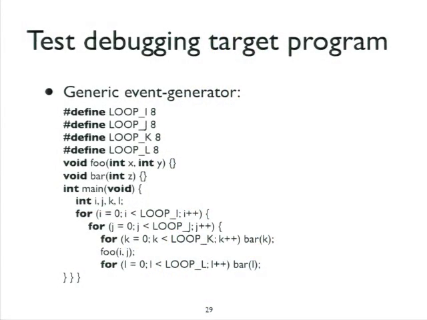OK, so here's the test debugging target program that we're going to use. Inside of this program, it's a couple of nested loops. There's calls to the function foo here and calls to the function bar here. Foo takes 2 arguments x and y. Bar takes 1 argument z. Generally, we're interested in these calls to foo, so we're going to get foo traces. But we may also be, in some cases, interested in calls to bar, although mostly they're just there for filler.